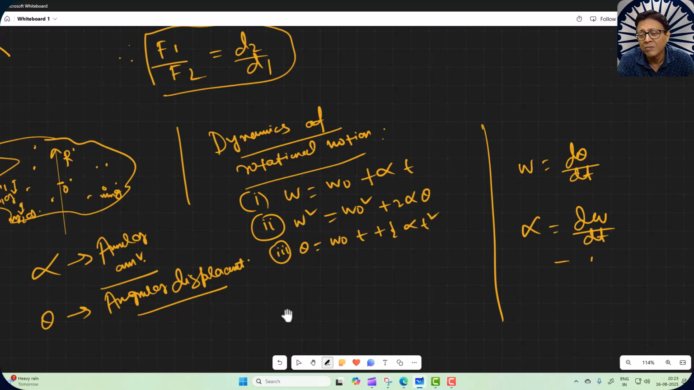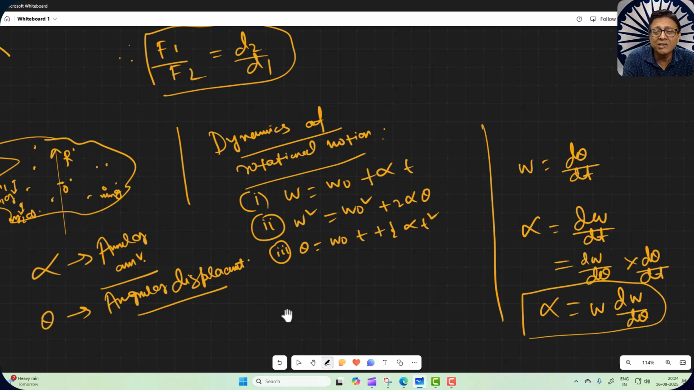Just giving you the clue, d omega by d theta by dt, similar to what you have done in case of accelerated motion in kinematics. Use this to get this equation. Okay, and use this twice to get this equation. Use this once to get this one. This is the clue from my side.